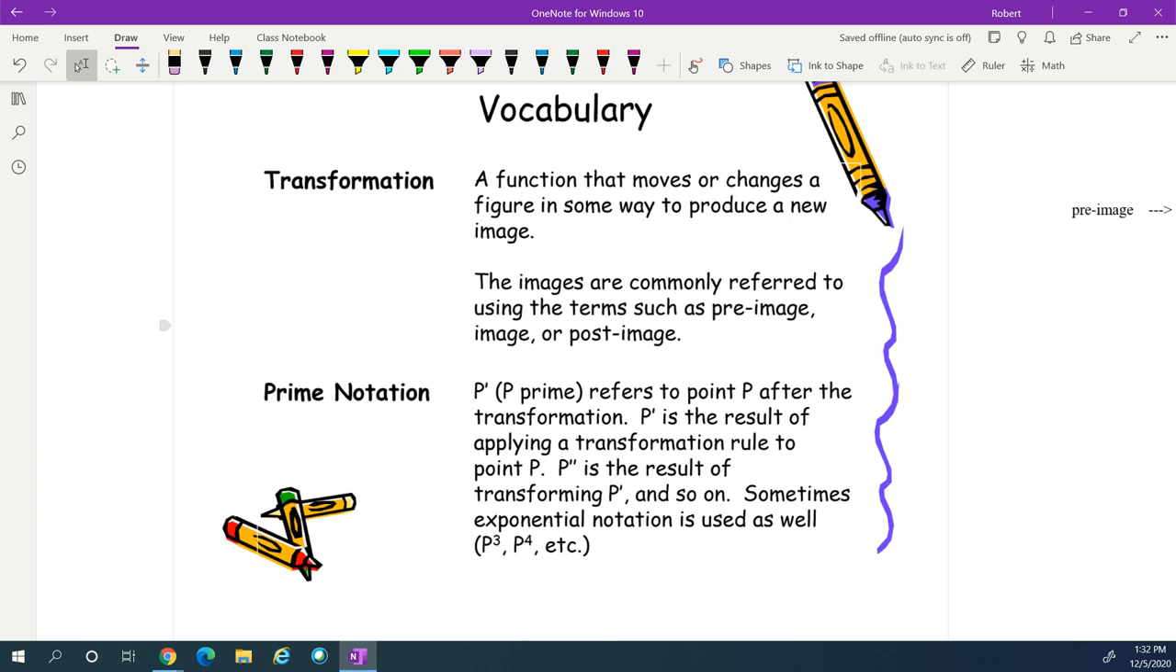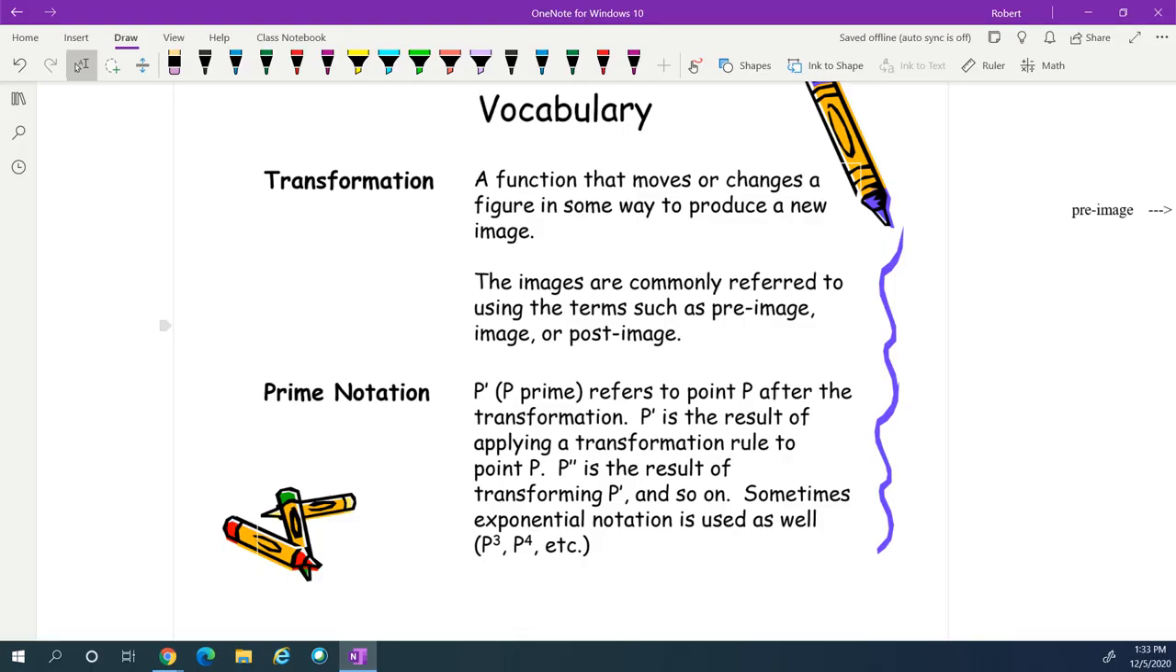Prime notation is an indication that something was done. Prime looks like a single apostrophe or a single quote. So point P, we do something to it, and it becomes point P prime. Prime just means something was done. Double prime, two things were done. At some point, those little tick marks can get a little messy, so we change to what looks like exponential notation: P3, P4, P5. P5 would mean point P after five changes. Five things were done to it. What those things are doesn't really matter at the moment.